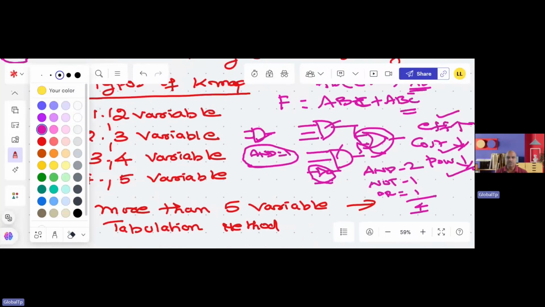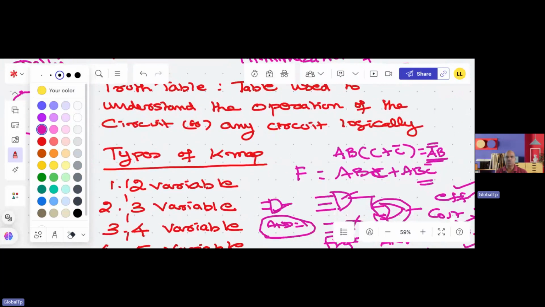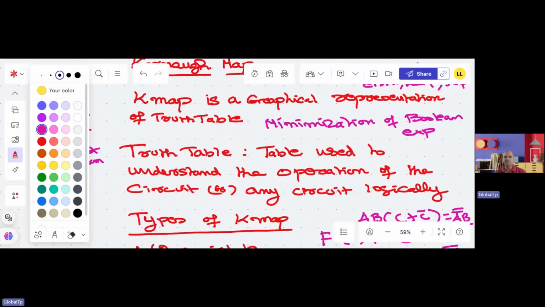For that we need to reduce the Boolean expressions as much as we can, so that we can get an optimized circuit. For that purpose we are using this KMAP technique. KMAP is a graphical representation of a truth table, or a modified version of a truth table. A truth table is nothing but a table used to understand the operation of any circuit logically. If I want to describe different logic, first I have to write a table, the skeleton of on what basis this circuit will operate during different conditions, and what the circuit output will be.